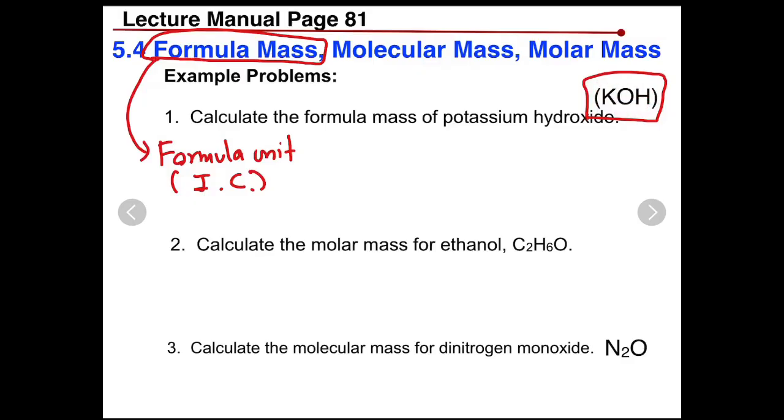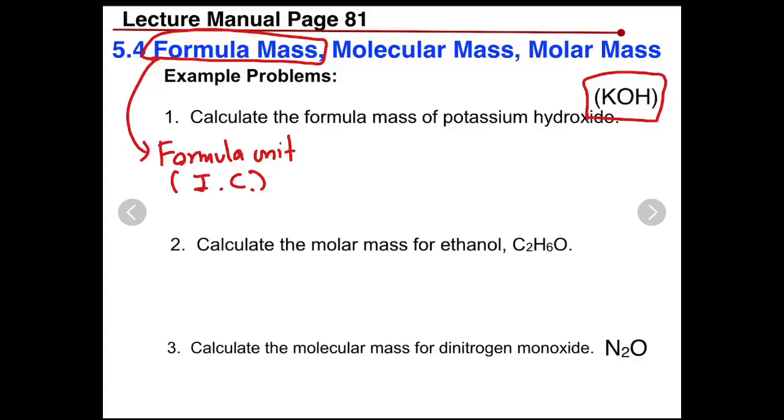Whenever we are talking about the formula unit, the formula mass is going to describe the mass of one formula unit, which means it's going to be the mass of this one compound right here. So in this case, what you are going to do is add up the mass of all the atoms that are present within the compound together, and that would be the mass of the chemical formula of this compound.